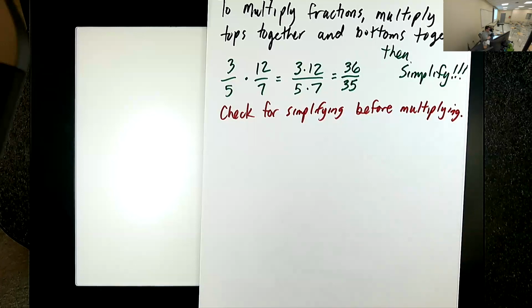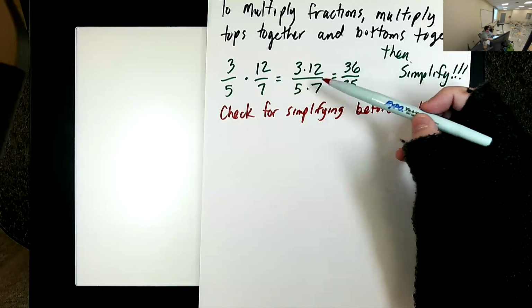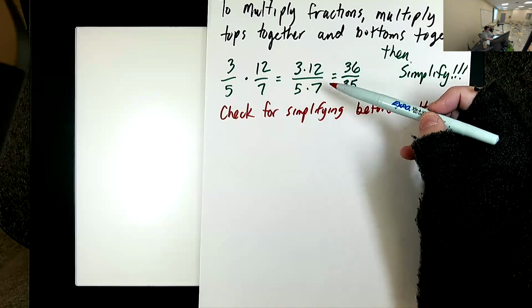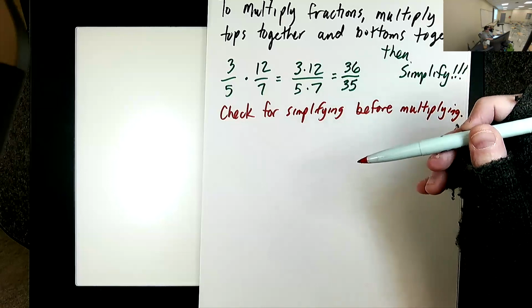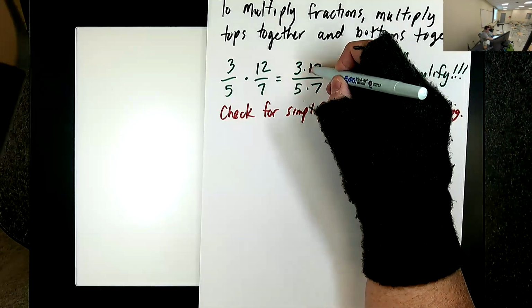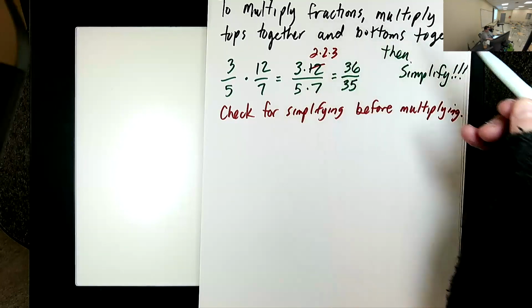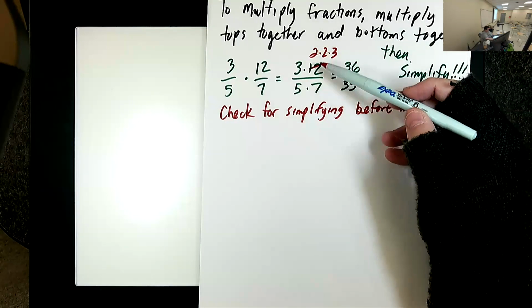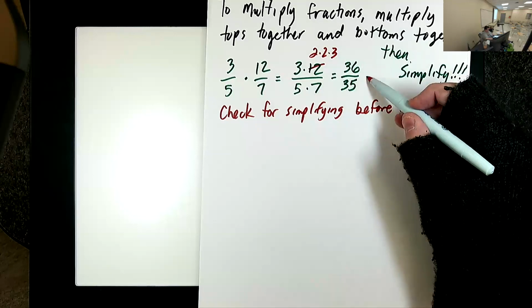I'll do that here real quick to show nothing cancels. 3, 5, and 7 are already prime numbers. When we can't simplify, we've got to cancel something on the top with something on the bottom that's equal. 12 is 4 times 3. This is 2 times 2 times 3. Nothing on top cancels with anything on the bottom, so it doesn't simplify. That's actually a done deal.